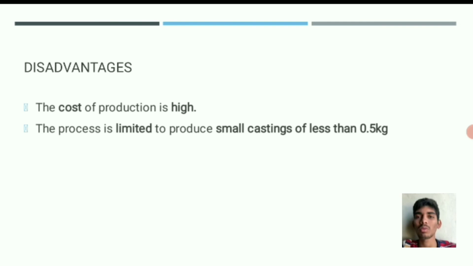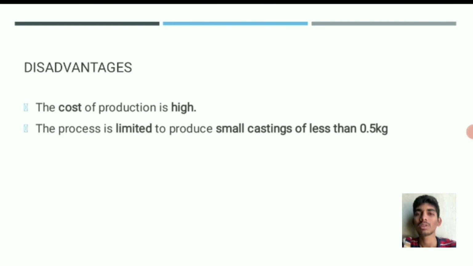Now let us discuss the disadvantages. The cost of production is high because in investment casting we lose the wax, therefore the cost will be higher than other casting processes. And next, the major disadvantage of investment casting is that the process is limited to producing small castings of less than 0.5 kg. When I describe this point, a question may be raised in your mind: why is this process limited to small castings?